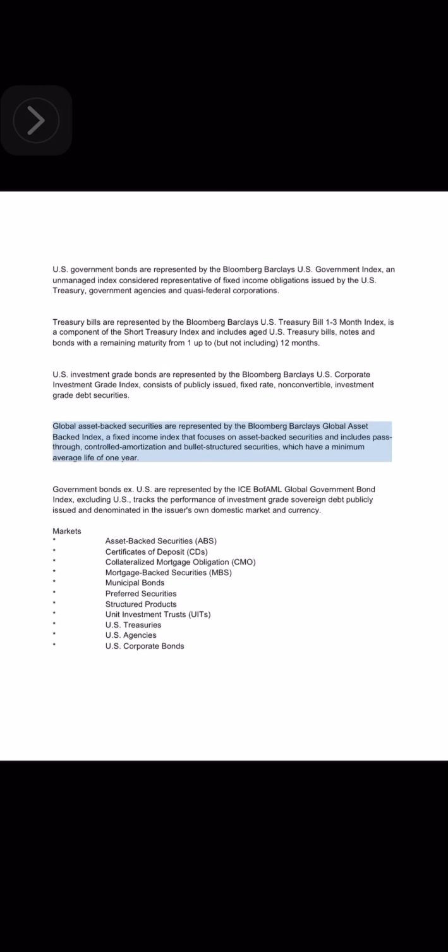Government bonds, non-U.S., are represented by the ICE BofAML Global Government Bond Index, excluding U.S., which tracks the performance of investment-grade sovereign debt publicly issued and denominated in the issuer's own domestic market and currency. Markets: asset-backed securities, ABS, certificates of deposit, CDs, collateralized mortgage obligations, CMO, mortgage-backed securities, MBS, municipal bonds, preferred securities, structured products, unit investment trusts, UITs, U.S. Treasuries, U.S. agencies, U.S. corporate bonds.